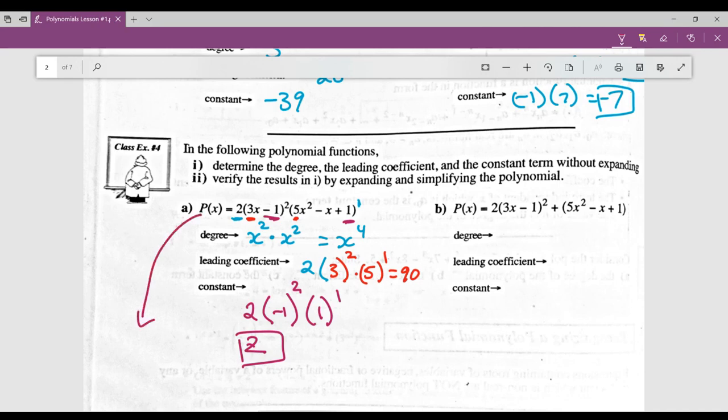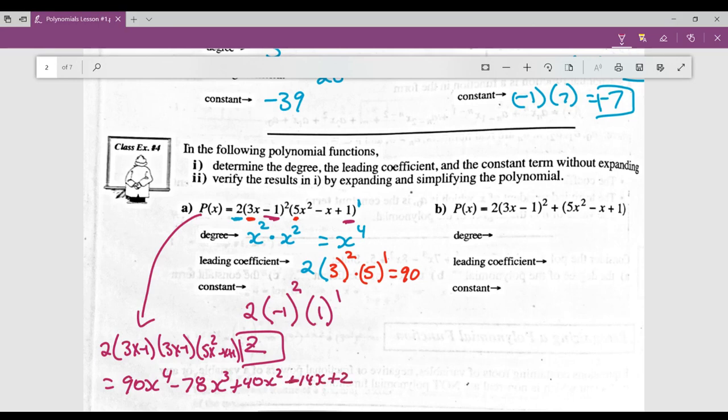And if you, in fact, expand this polynomial out, I'm not going to do the whole thing, but if you did, because what this really means is 3x minus 1 times 3x minus 1 times, I'm going to run out of room. If you multiply all that out, you would get 90x to the 4th minus 78x cubed plus 40x squared minus 14x plus 2. Constant term, leading coefficient, degree, right there.